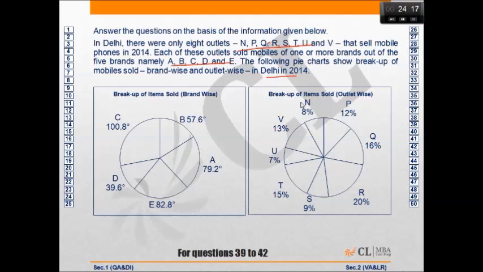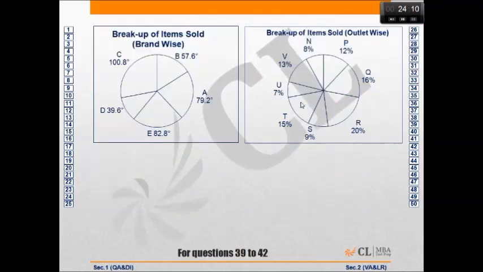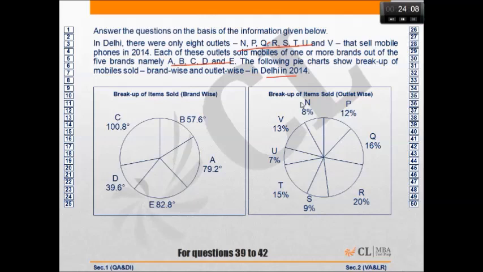Each of the following pie charts shows a breakup of mobile phone brand-wise, outlet-wise. Okay, in Delhi 2014. Let me just convert these percentage degrees into percentages. 10% is equal to 36 degrees. So this is 79.2, 72 plus 7.2, so this is 22%. This is one more, I think. 79 plus 3.6, 79.8. Yeah, this is 23%.